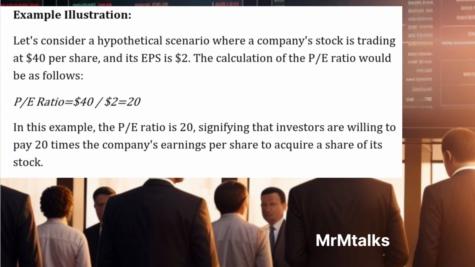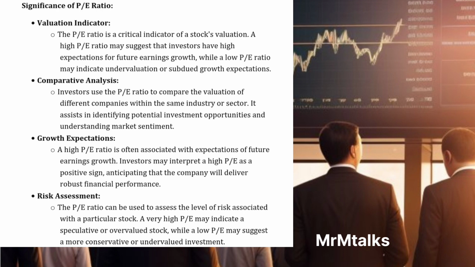Example illustration. Let's consider a hypothetical scenario where a company's stock is trading at $40 per share, and its EPS is $2. The calculation of the PE ratio would be as follows. PE ratio equals $40 / $2 equals 20. In this example, the PE ratio is 20, signifying that investors are willing to pay 20 times the company's earnings per share to acquire a share of its stock.